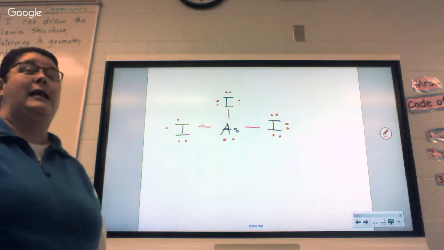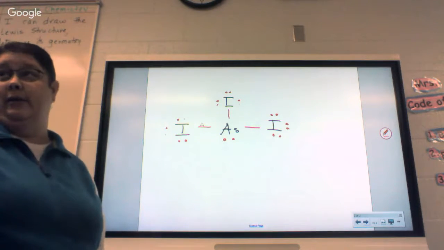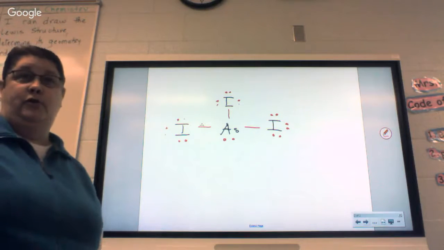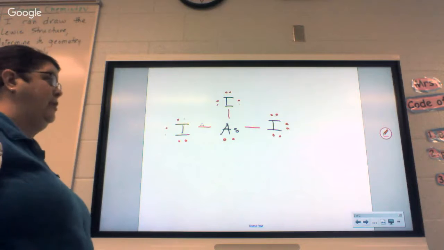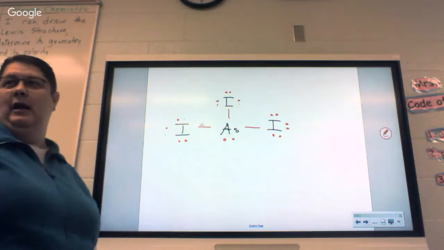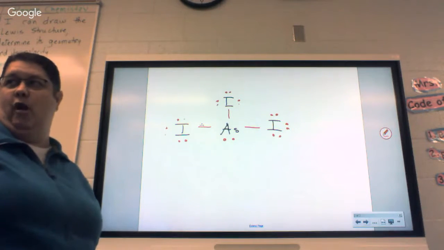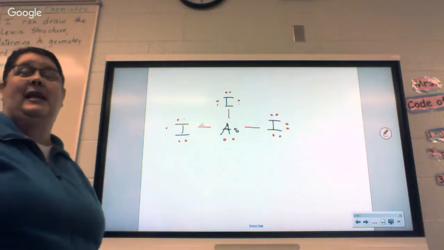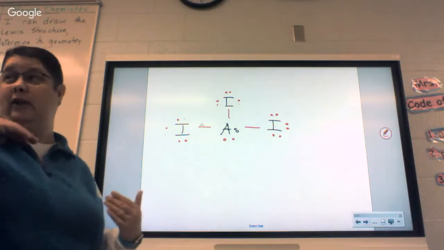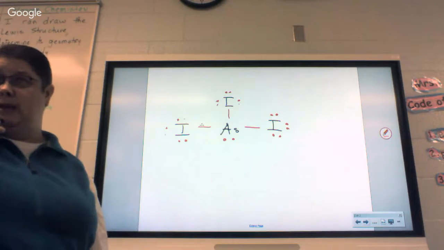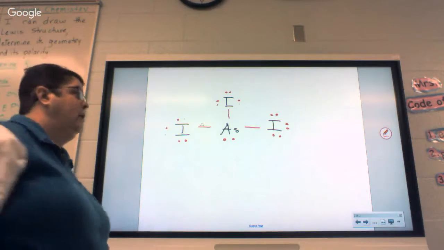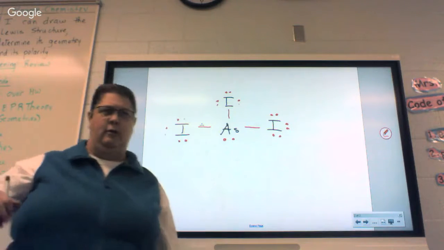Yes. So do I need a double bond here? No. So I'm not going to try to put in a double or a triple bond here because I don't need a double or a triple bond here. I'm always going to start with all single bonds and see if somebody is short electrons before I try to put in a double or a triple bond. Does that make sense? Okay. Now your question, Alexa.